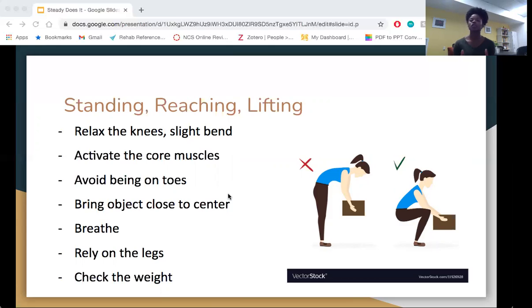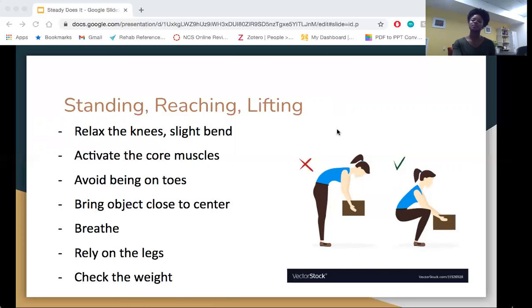Bring that object close to your center. With a tight core and the object close to your center, your body is going to be able to stabilize itself, because the majority of the weight is in the middle or the center. Remember to breathe. If you're not breathing, you're getting dizzy, you're getting lightheaded, and we don't want you falling.